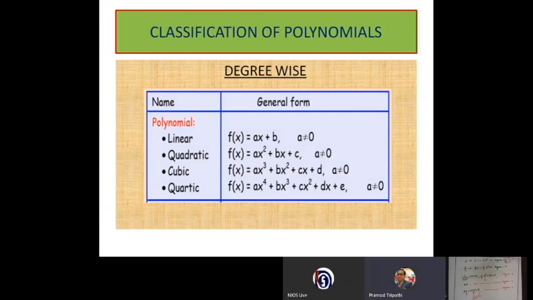So first, Sir, again recapitulate it. Sir, one question is coming. Yes. What is zero polynomial, and in which degree wise polynomial will it come? Just after some time it will come, sir. Okay. It will come. So the classification.